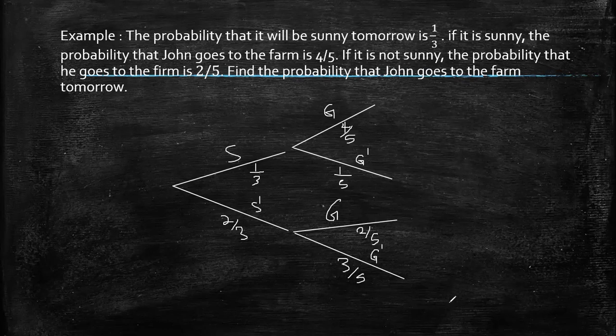Any questions before I proceed about this Venn diagram? No questions, teacher. Okay. Then from this Venn diagram, what is the probability that John will go to the farm?